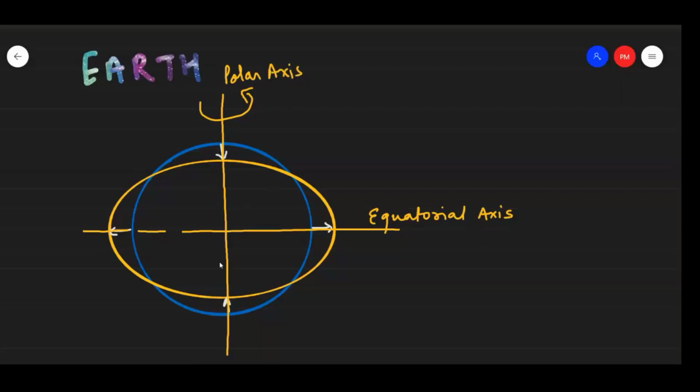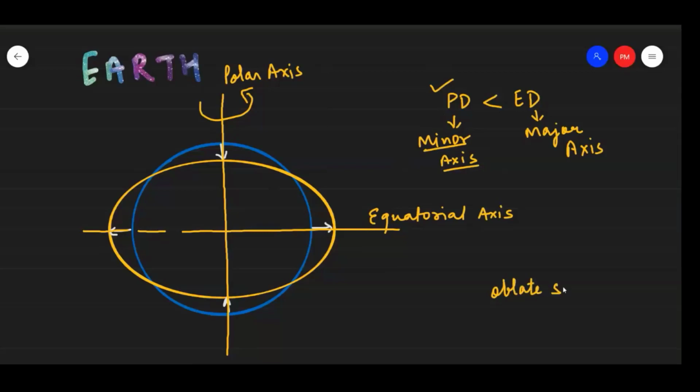So because of this compression, our polar diameter is smaller than equatorial diameter. Therefore, polar diameter is called the minor axis or smaller axis, and equatorial diameter is known as major axis or bigger axis. Now, as per the definition, any body which rotates about its minor axis is called oblate spheroid. So now, since Earth rotates about its polar axis, which is a minor axis, shape of Earth is called oblate spheroid.